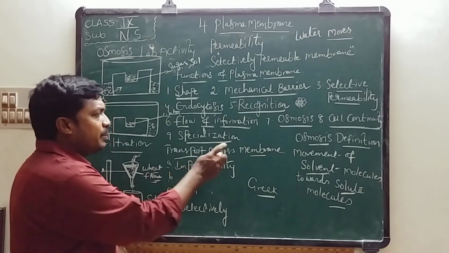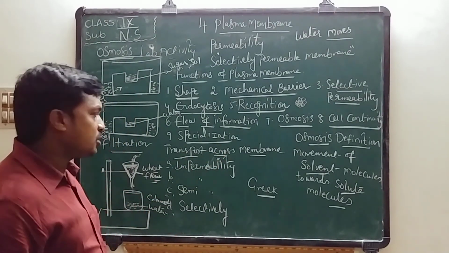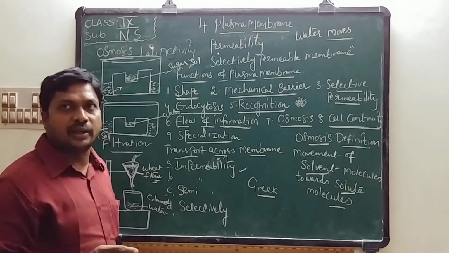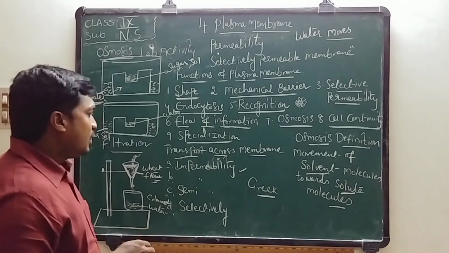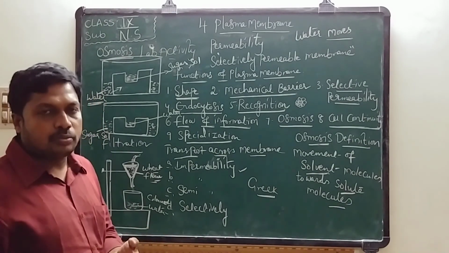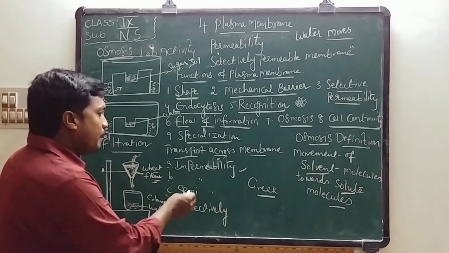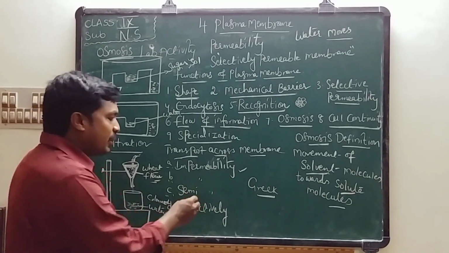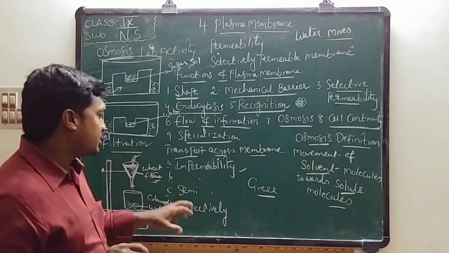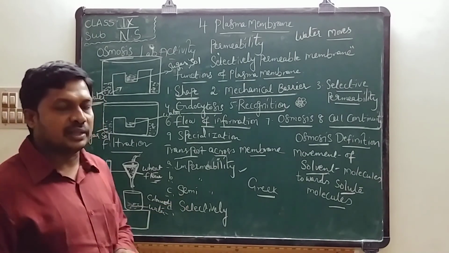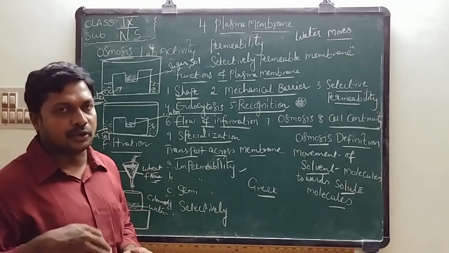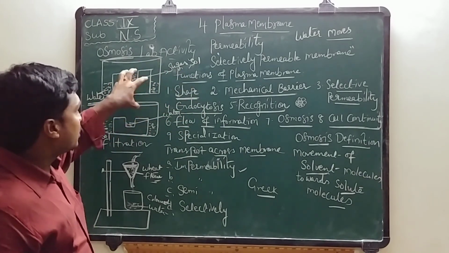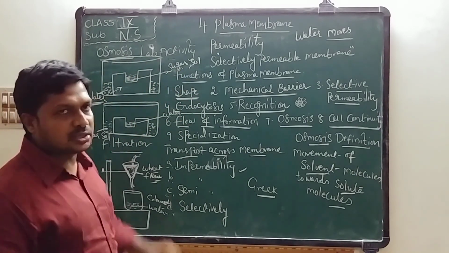Transport of materials across the membrane. Impermeability. What is impermeability? It does not allow materials to inside. Permeability allows materials to inside. Semi-permeability allows certain materials to inside. Selectively permeability: selected materials are sent into the cell. So this is about the activities related to osmosis.